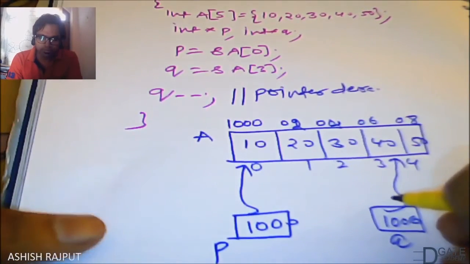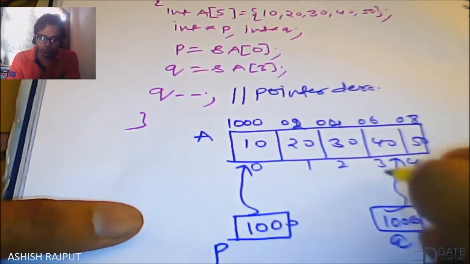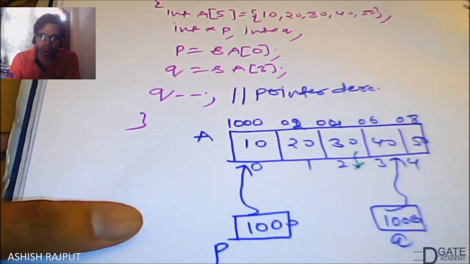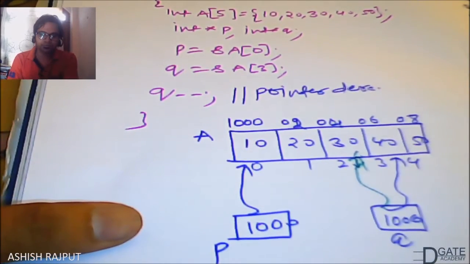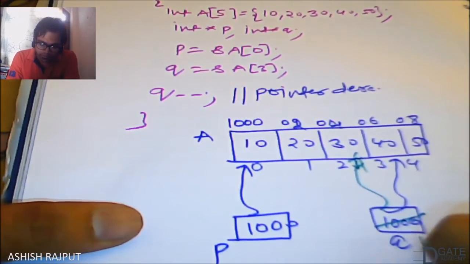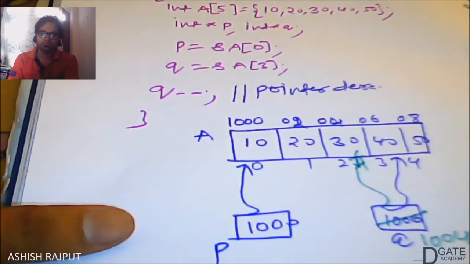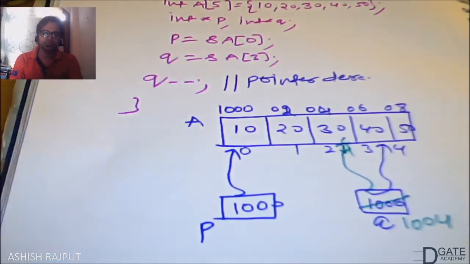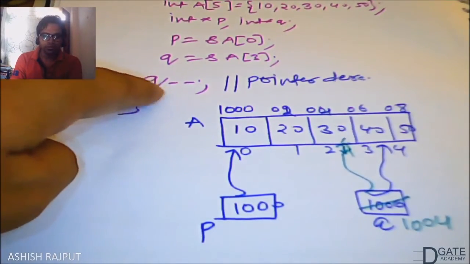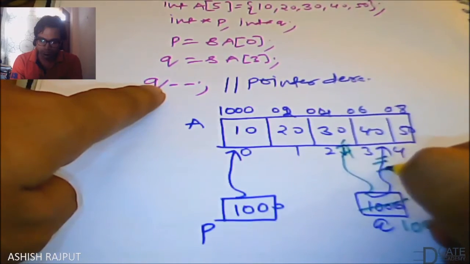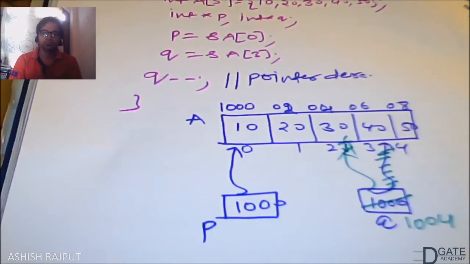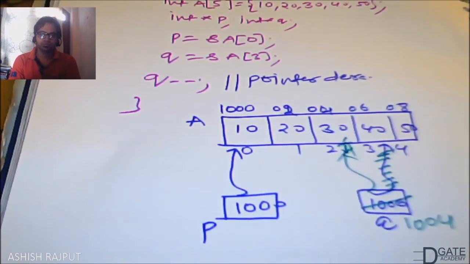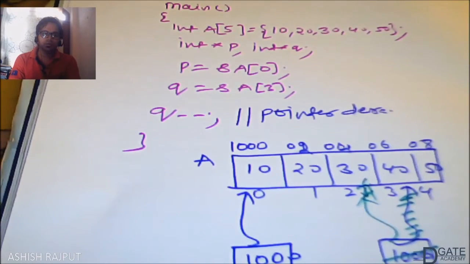Then what will be done? This is Q, this is the previous, so Q will be pointing to this. What is inside this? 1004. By using this operation, the old address will be removed, so the new location will be 1004. So this is the pointer decrement.